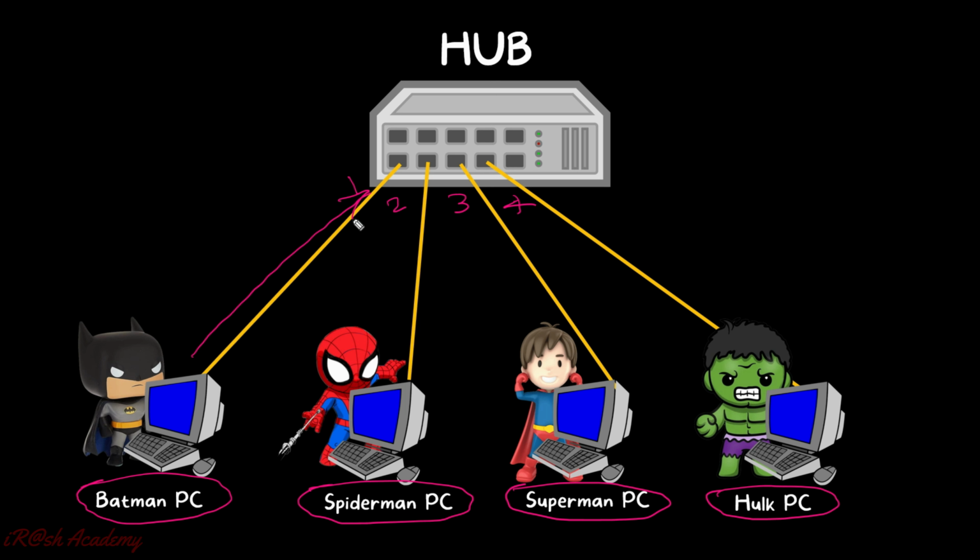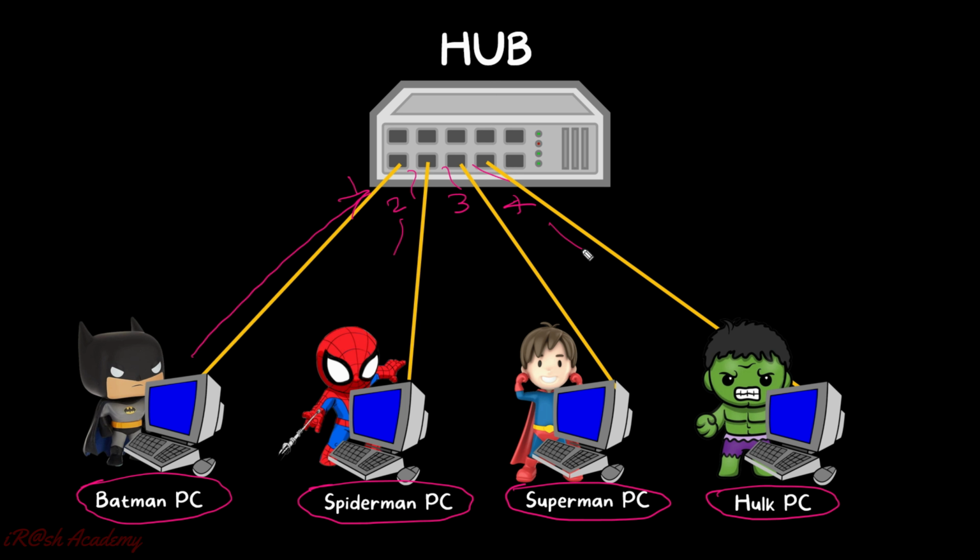As we discussed, the network hub is a broadcasting device. It broadcasts the signal to every interface. So when the network hub receives the traffic from Batman PC, it broadcasts that traffic to interface number 2, interface number 3 and interface number 4. All of the devices, Spider-Man PC, Superman PC and Hulk PC, receive the signal. But in the communication from Batman PC, it is written that the destination device is the Superman PC. So when all the devices receive the traffic, the Spider-Man PC and Hulk PC will receive it.